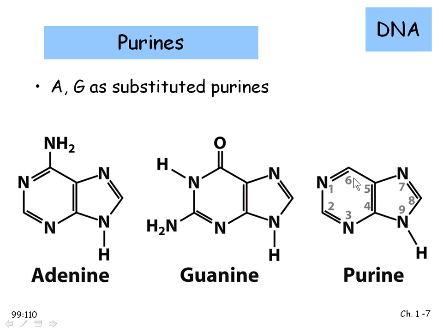You notice there are numbers in here. This allows us to talk about the positions within the rings from 1 through 6 in the first ring, 7, 8, 9 in the other ring. Obviously those are 5 and 4. So that lets us talk about specific positions if we need to.